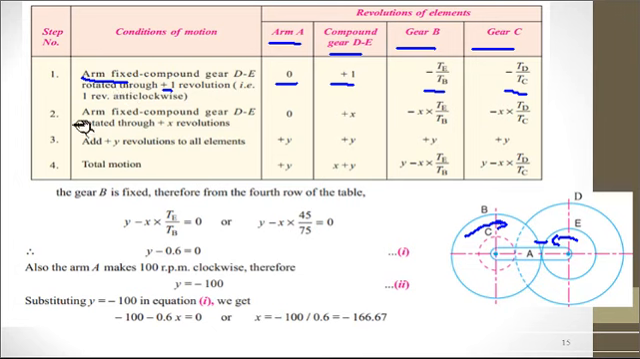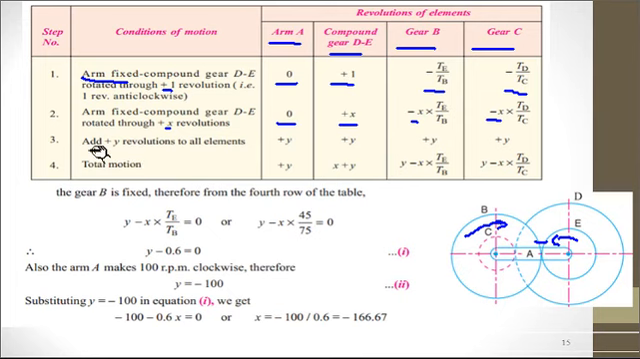In the second statement, the arm is fixed and compound gear DE rotates plus X revolutions. Instead of 1, they make it plus X. So generally, first arm equals 0. Instead of plus 1, we replace it with plus X. So instead of multiplying by 1, we multiply by X, and we get the X value in both conditions.